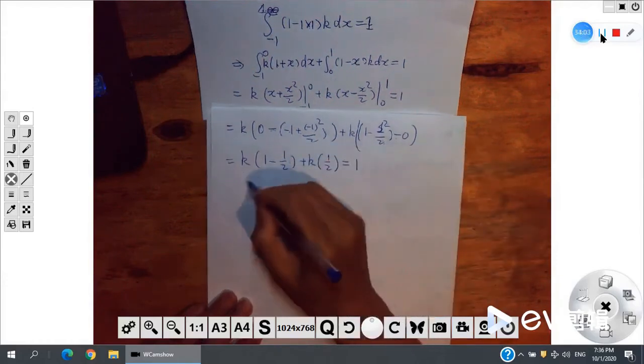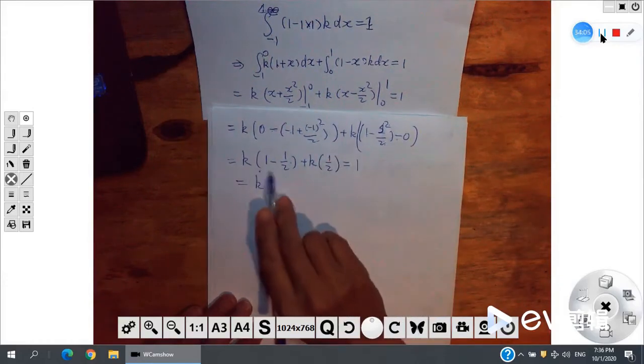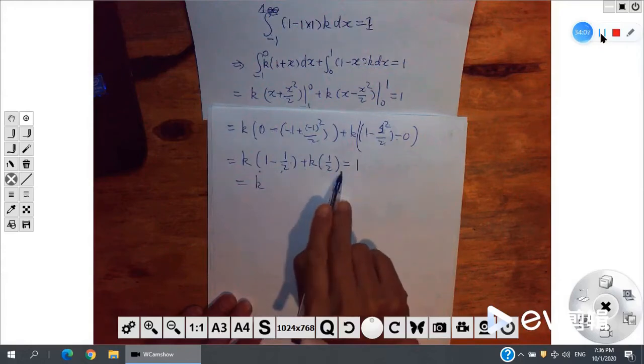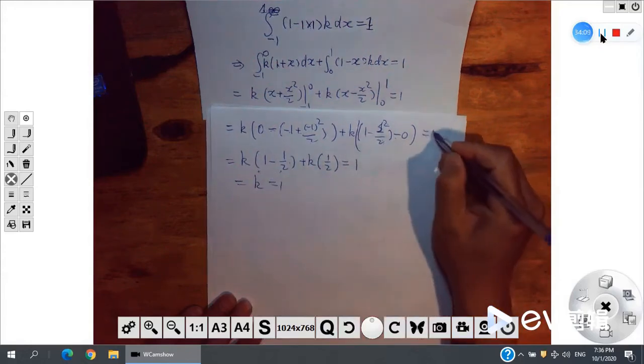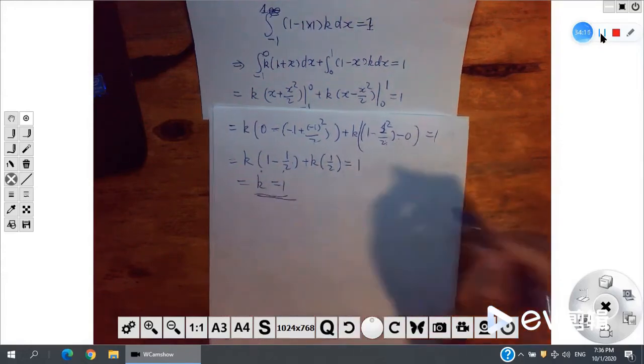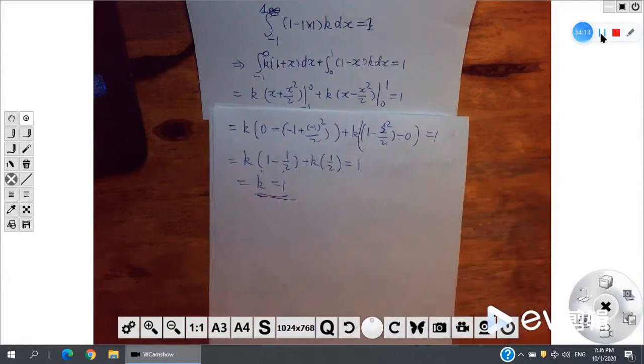So this is half of k plus half of k, equal to 1. That is just k, so k equals 1. Okay, we got k. K is 1.